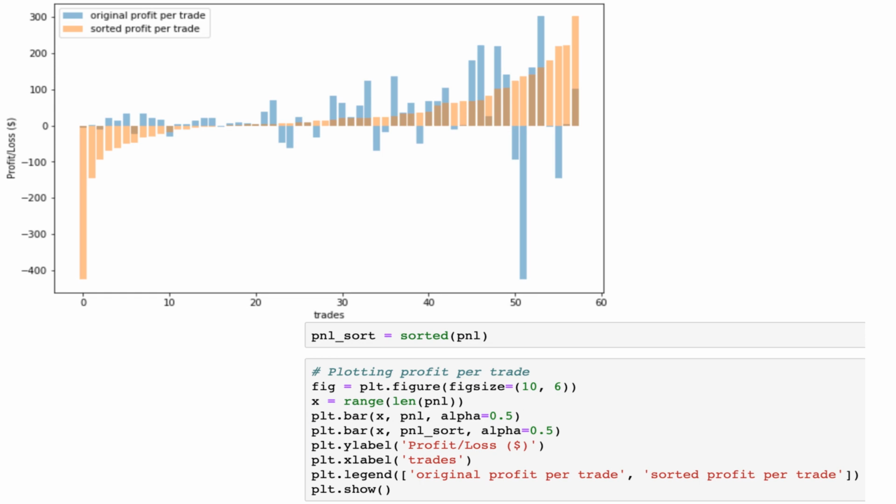Now that we have generated a P&L curve, we sort the P&Ls from the lowest to the highest and compare that with the original unsorted P&L. Note that by sorting the profit per trade, we are simulating changing the order of the sequence of trades, from the largest losing trade to the most profitable trades.